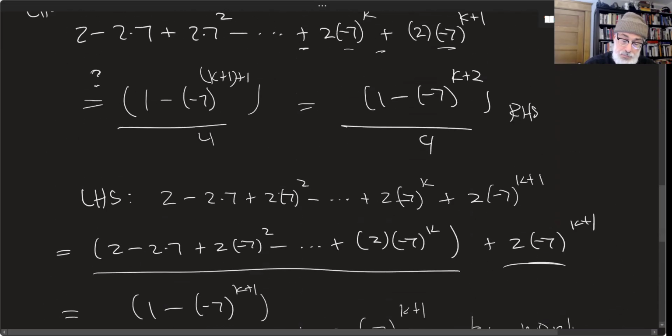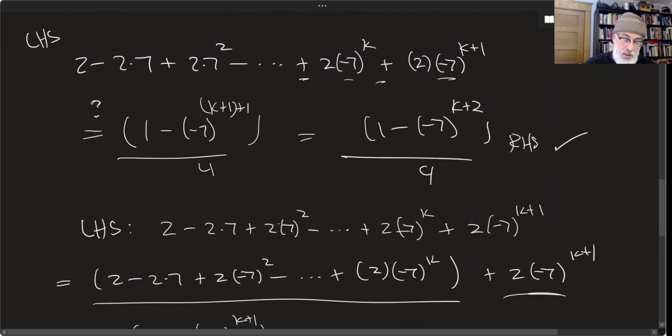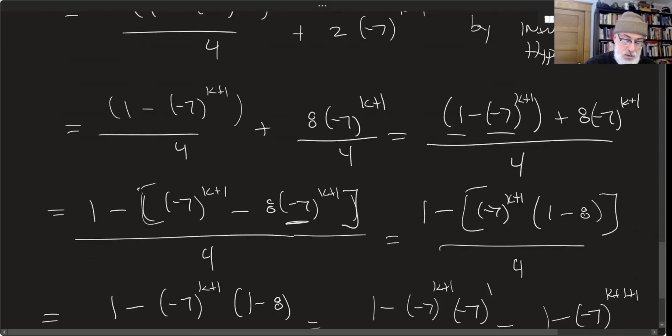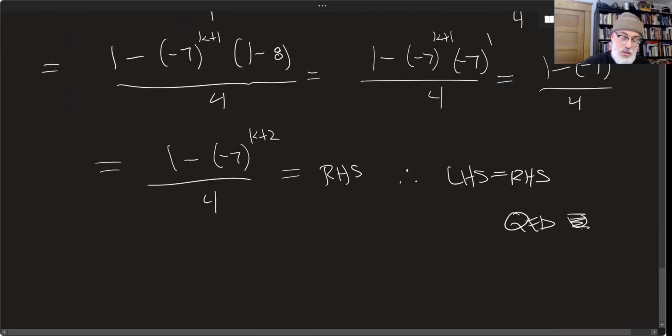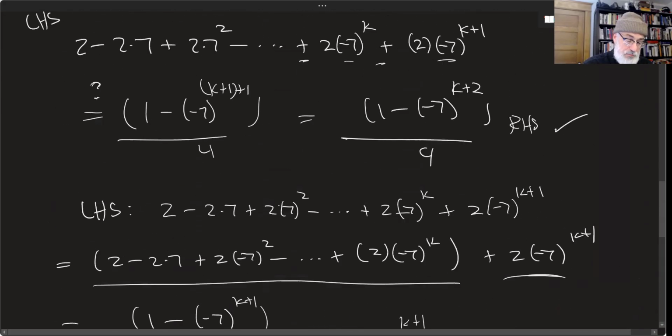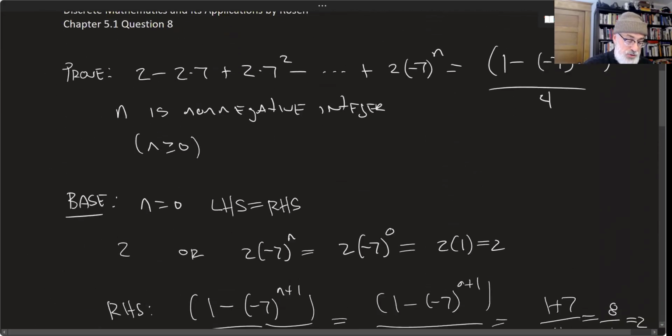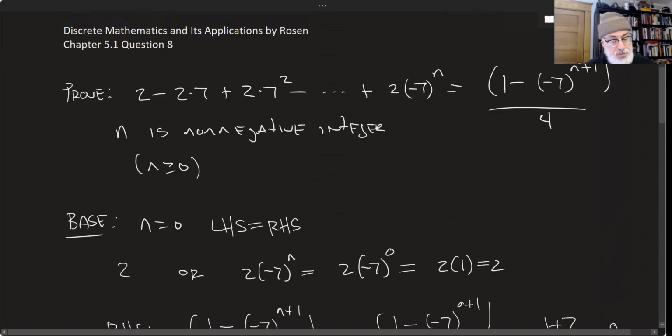And this is our right-hand side. This is what we wanted to show. So that is indeed equal to the right-hand side. Therefore, the left-hand side equals the right-hand side for the k plus 1 term, and we are done. We just proved the statement. So it is true that the original statement, 2 minus 2 times 7 plus 2 times 7 squared, and so on, plus 2 times negative 7 to the n, is indeed equal to 1 minus negative 7 to the n plus 1, divided by 4. And that's it.